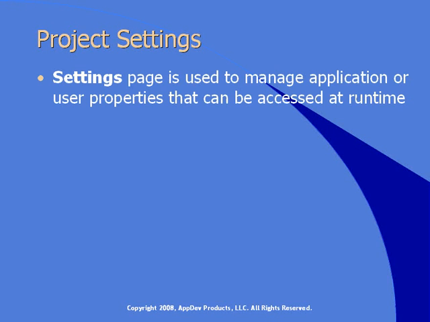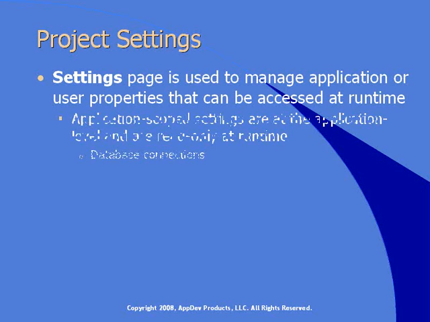You can use the settings page of the Project Designer to manage application or user properties, and these can be accessed at runtime. So you can use settings instead of constants, because a constant is defined in code, whereas a setting is defined at the project level, and therefore can be managed at the project level in the Project Designer. Now there are two types of settings.